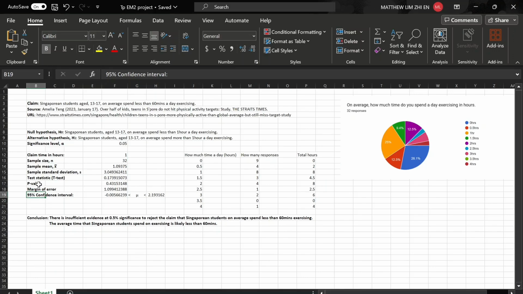And since my p-value is greater than my significance level, therefore there is insufficient evidence at 0.05 significance to reject the claim that Singaporean students on average spend less than 60 minutes exercising a day. And it is very likely that the average Singaporean student spends less than 60 minutes a day exercising.